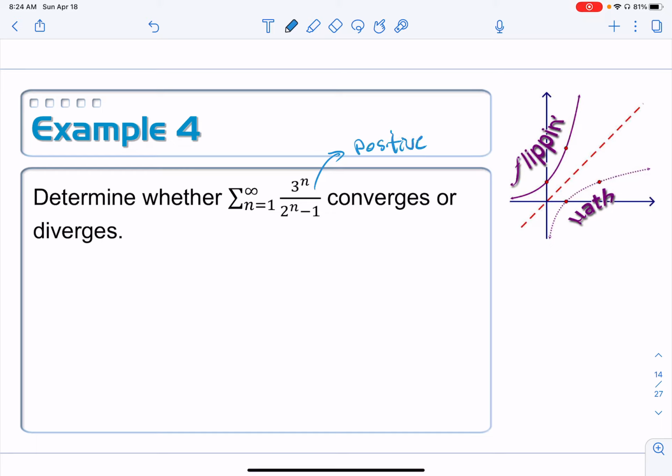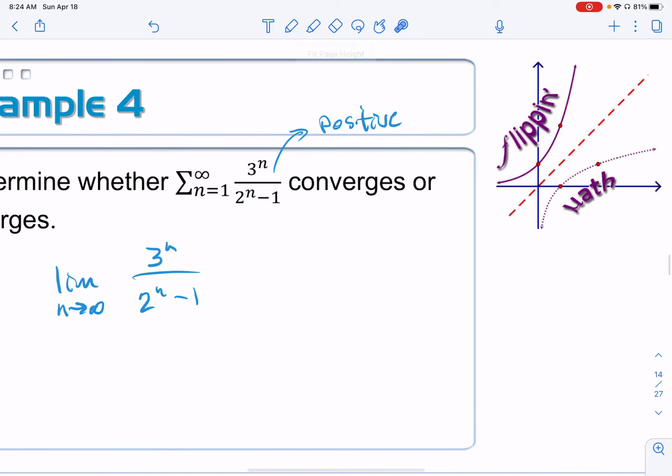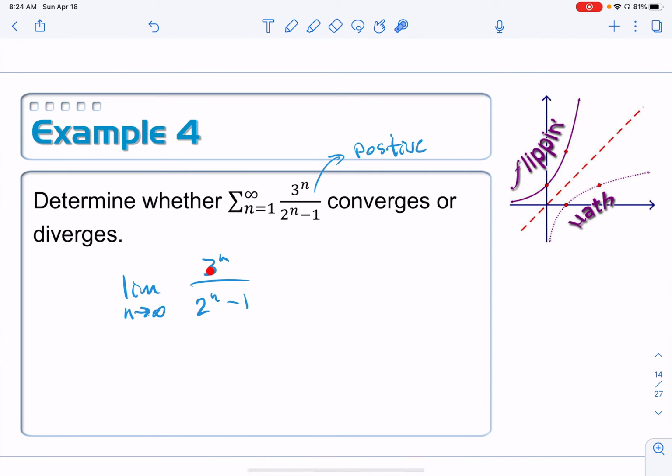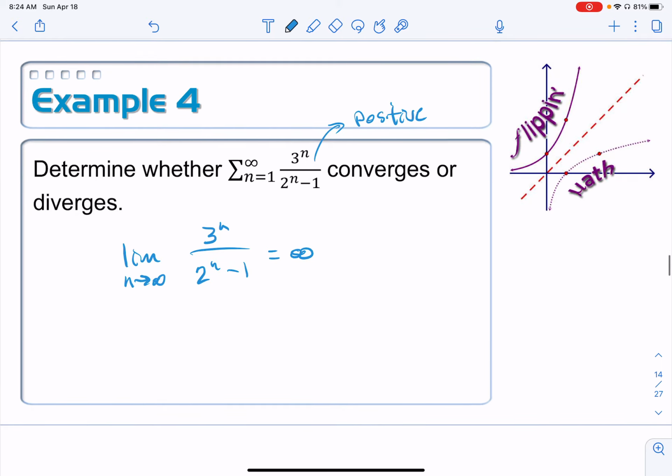And then what do we want to check next? We want to check to make sure that the nth term goes down to 0, because if it doesn't, we're done. So let's say we take the limit as n goes to infinity of 3 to the n over 2 to the n minus 1. Hey, the top grows faster than the bottom. They're both exponential, but this is bigger than that one. Therefore, this thing goes to infinity, and this fails by the nth term test for divergence.